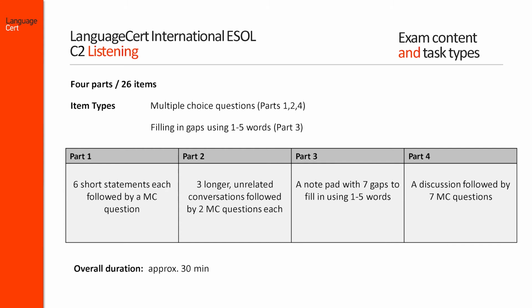Part 2 presents candidates with a task which asks them to identify a specific aspect of a conversation. They hear 3 conversations twice and answer 2 multiple choice questions on each. Part 3 asks candidates to extract key information from a monologue to complete a message pad with 7 gaps. Each gap needs to be completed with up to 5 words.